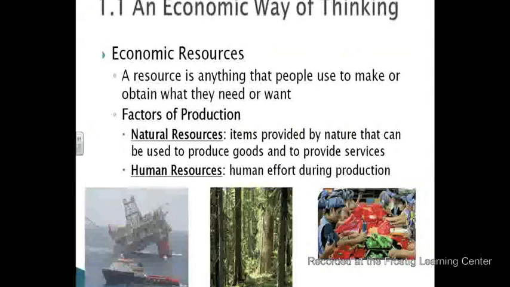Human resources is the human effort put into production. You work at a factory, you put in a certain amount of work to create different types of products or to manufacture different types of products. So in order to produce things, you need natural resources. You also need human resources. It's pretty clear what human resources are. It's just that human capital that's put into creating things.